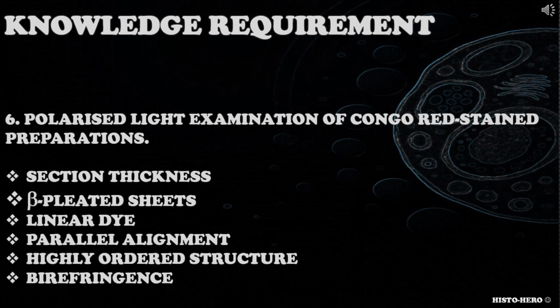Consider section thickness, beta-pleated sheets, linear structure of the dye, parallel alignment to the amyloid fibril, highly ordered structure that produces apple green birefringence under polarized light.